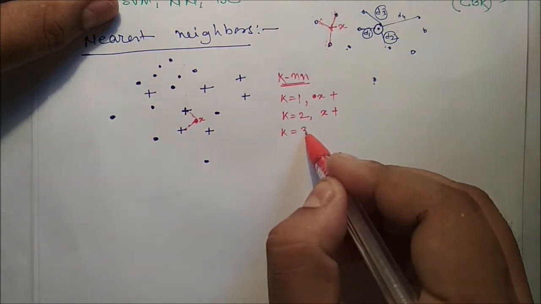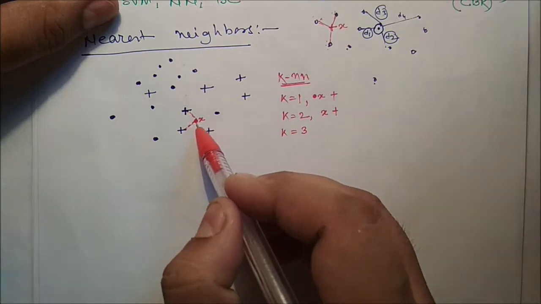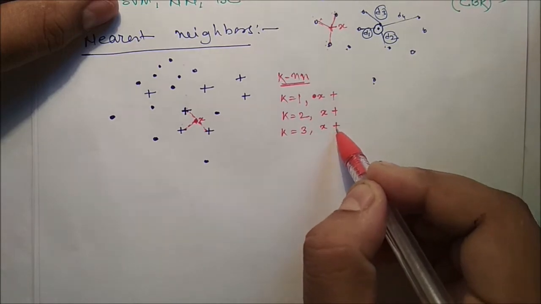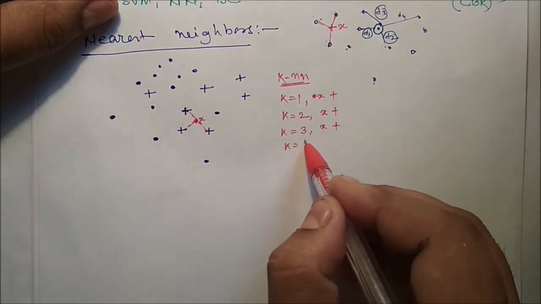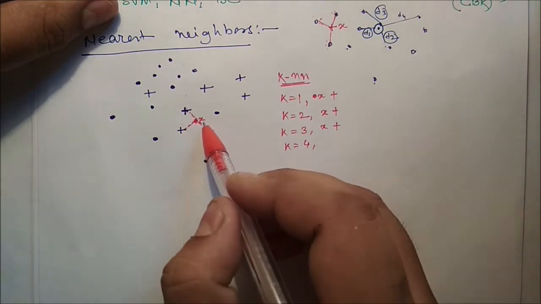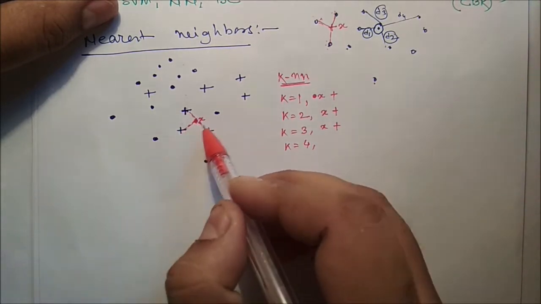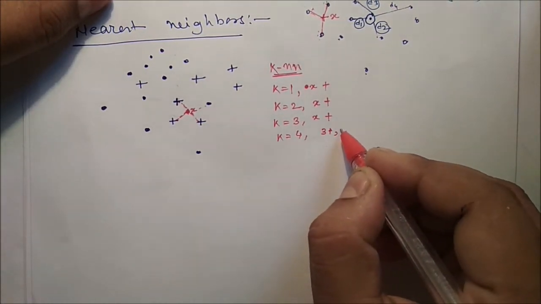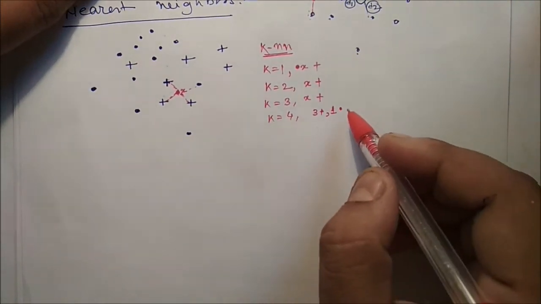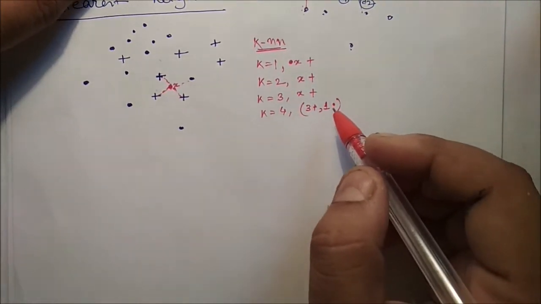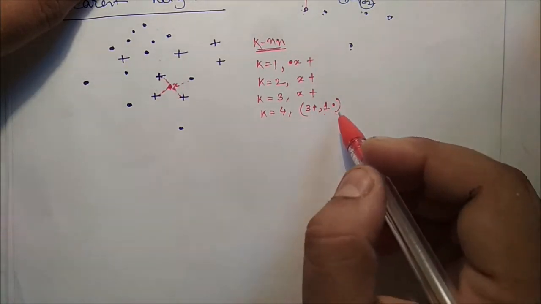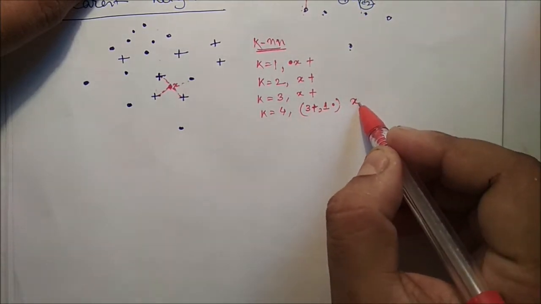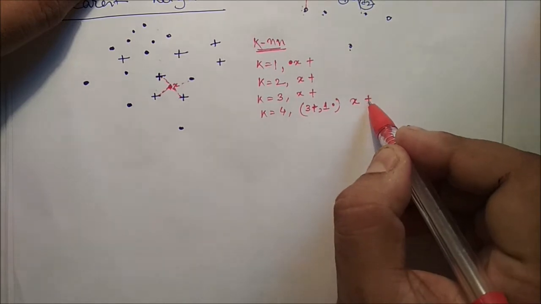Let k be equal to 3. So three nearest neighbors, these are the three nearest neighbors. Here also the class level of x is plus. Now if you select k equal to 4, then there are four nearest neighbors: 1, 2, 3 and 4. Here you can see 3 plus and 1 minus dot. To solve this, we have to use majority voting. Majority voting means we have to identify the mode. The major class level is plus. So the level of the class x will be plus.